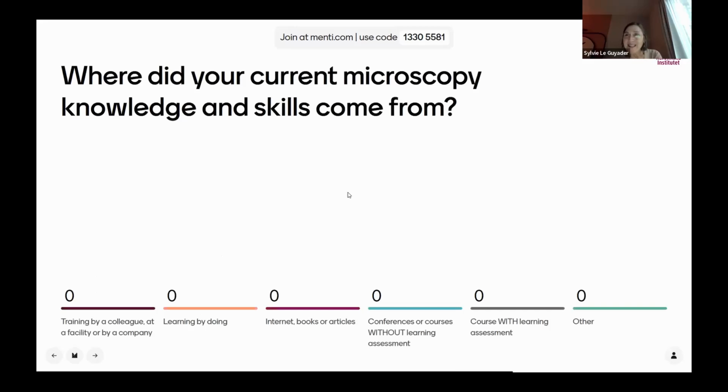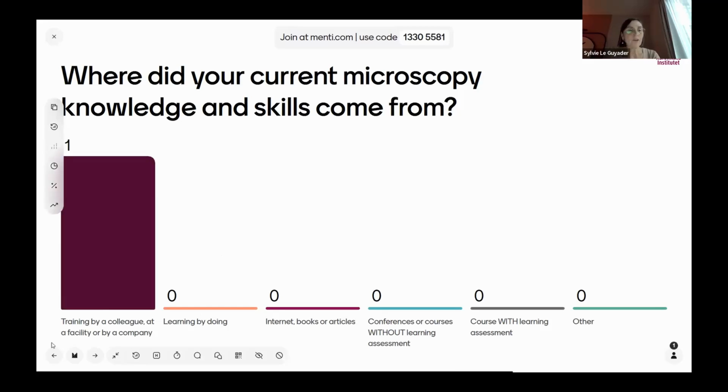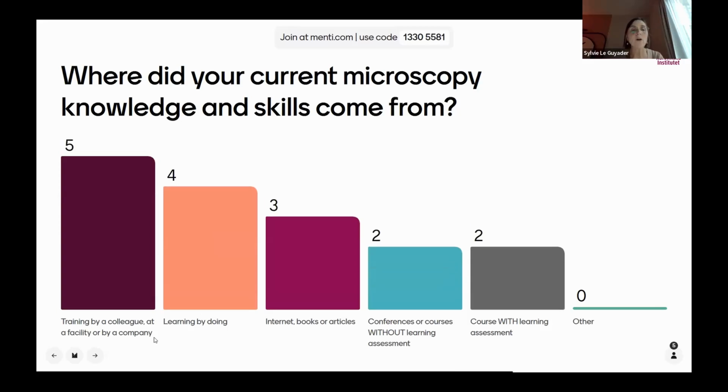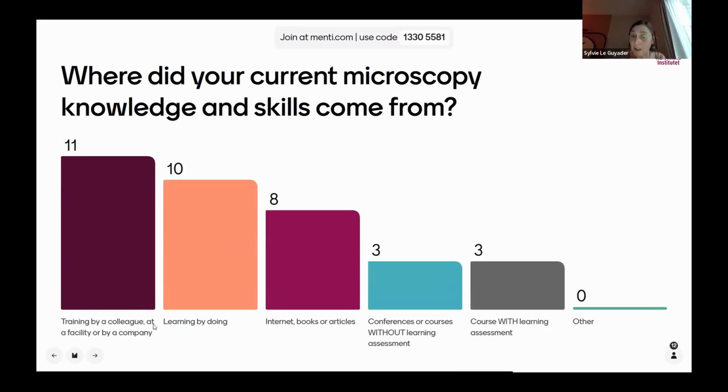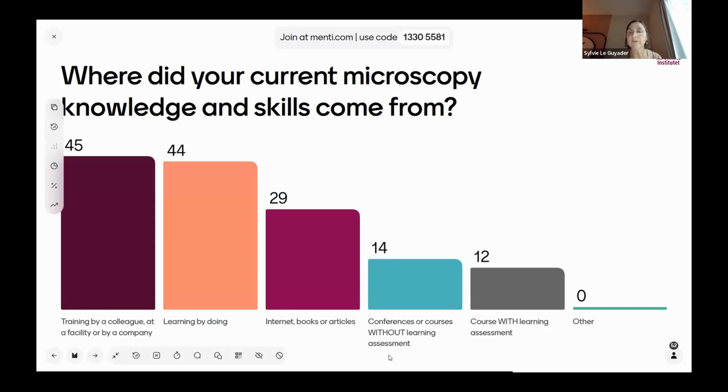Okay, so now I have a little quiz for you guys, or not a quiz, but a little survey type thing. I would like to know where you learned your current microscopy knowledge and skills. Where did they come from? So did you have a colleague showing you how to use the microscope? This is how you learned a lot of things. Maybe you learned at the facility or at a company. Maybe you learned by doing. And then maybe you realized you were missing some information, so you checked YouTube or some articles. And maybe you went to a conference or course where you were given knowledge, but no one was checking if you were learning.